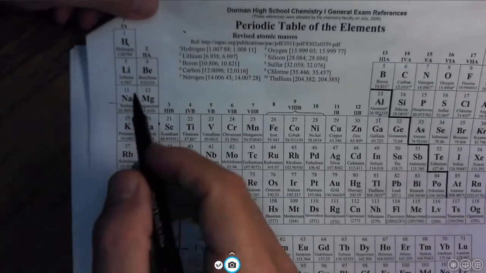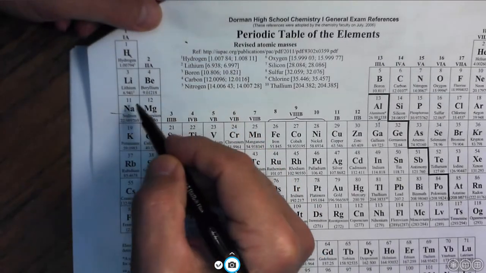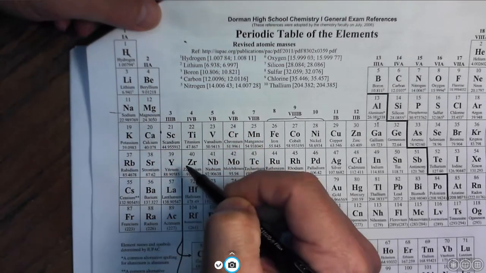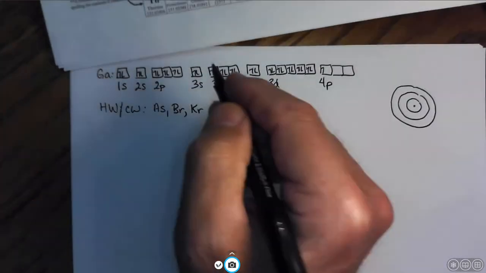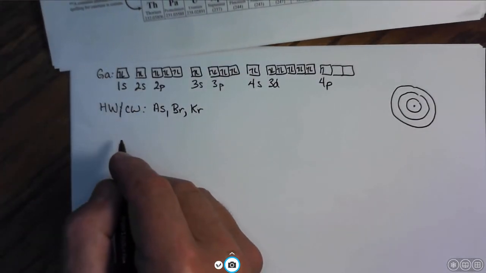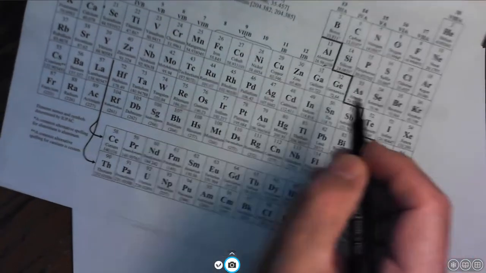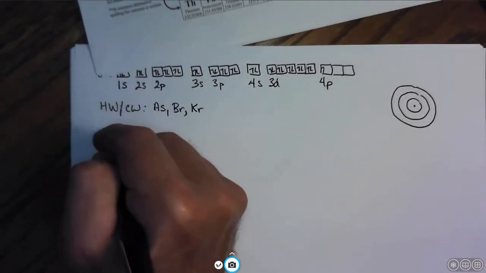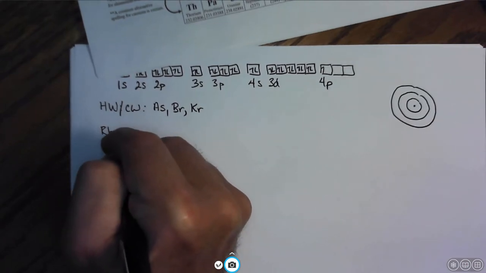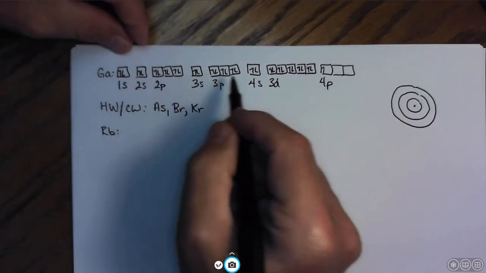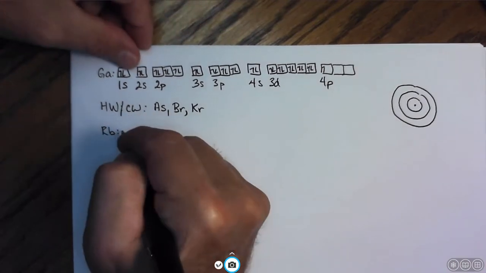So now we're about to start the 5th period. Okay. So you're going to do these assignments here through krypton, and we're going to start the 5th period now with rubidium. So we're going to have all these same orbitals. We're going to build on those things, okay?